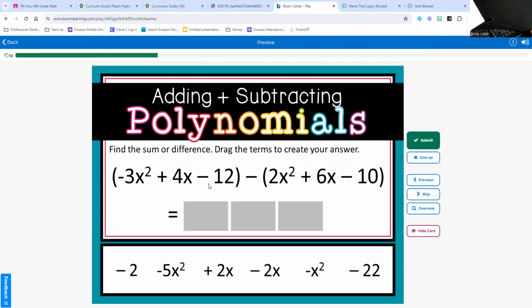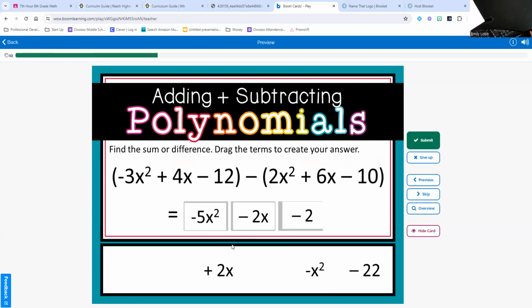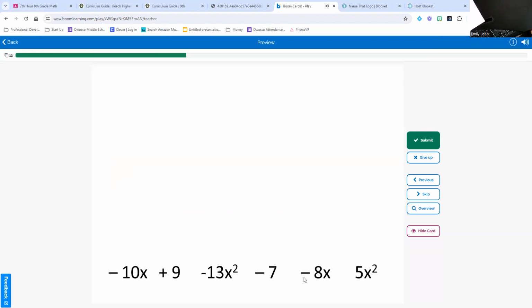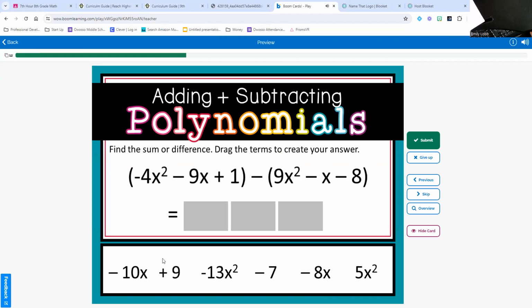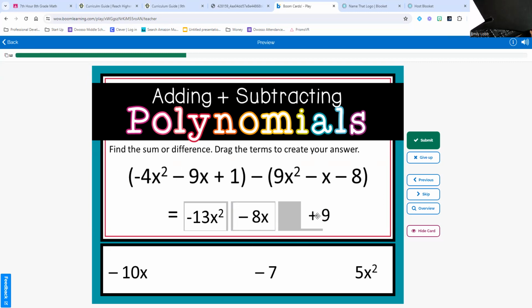So you're really thinking negative 3 minus 2. 4 minus 6. And this, since we're subtracting a negative, we're really adding 10. So negative 12 plus 10. So you got to pay attention to your signs. You got to pay attention to what you can combine with them. So negative 4 minus 9. Negative 9 plus 1. 1 plus 8 here.